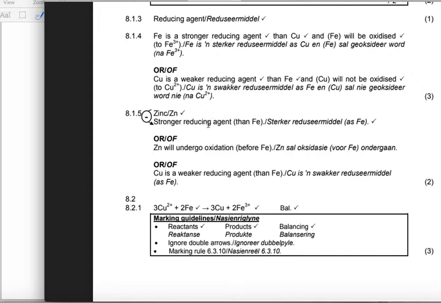Don't say higher up on the table, because there's 2 tables and they don't know which one you're using. So always say it's the stronger reducing agent than the iron. Or you could say copper is a weaker reducing agent than the iron. That's another possible answer.